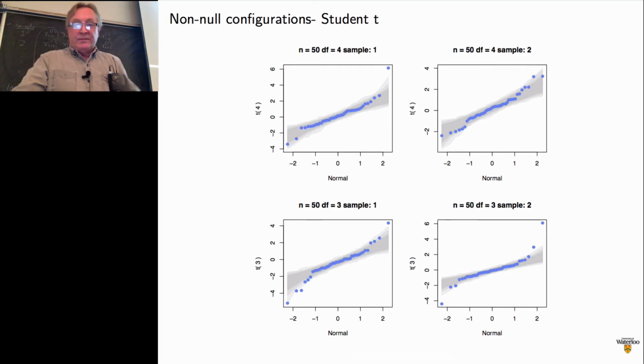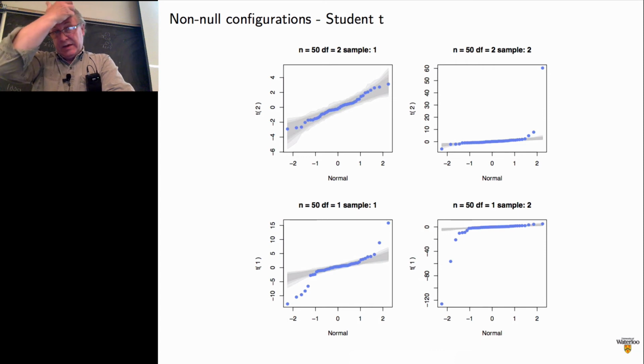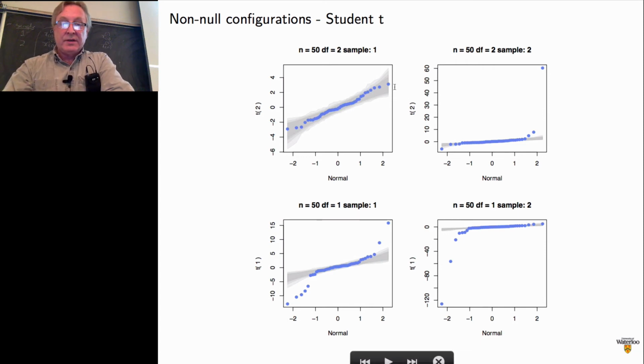So, n equals 50, 4 degrees of freedom. We were hitting outliers, a couple of outliers here. 3 degrees of freedom, more frequently outliers. 3 degrees of freedom are getting easier to tell. So 2 things are happening. As the tails get heavier, it gets easier to tell the difference. As the sample size increases, it gets easier to tell the difference. And down to 2 degrees here, again, that one looks pretty darn good, doesn't it?